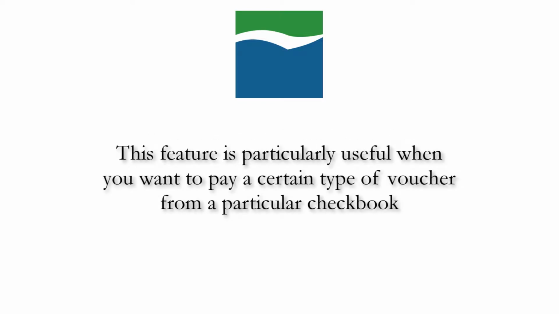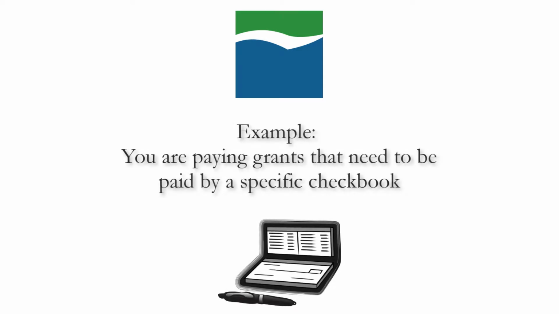Assigning a payment by vendor checkbook ID is most useful when you want to pay a certain type of vendor from a particular checkbook. For example, let's say you are paying grants, and the grant vouchers can only be paid by the grant checkbook, and not your operating checkbook. Or, let's say that you are managing properties, and each property has its own checkbook to pay the bills.